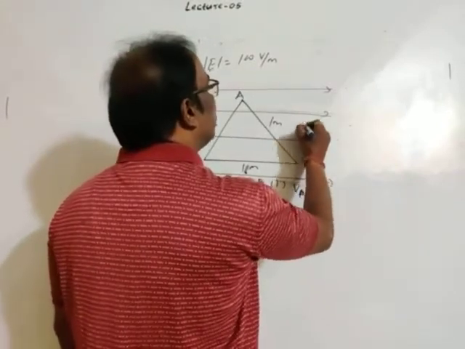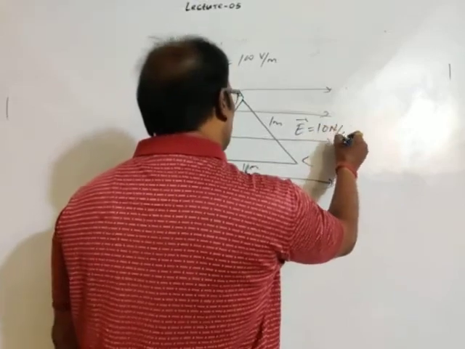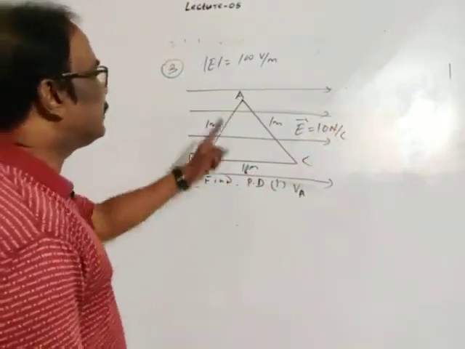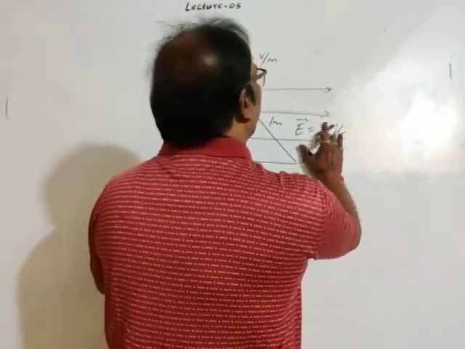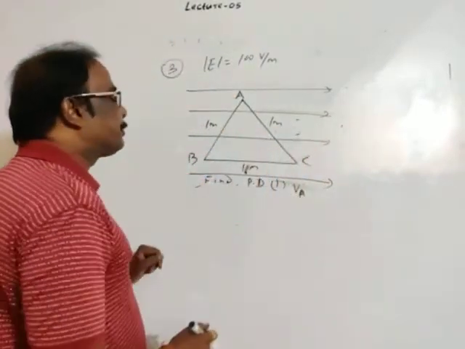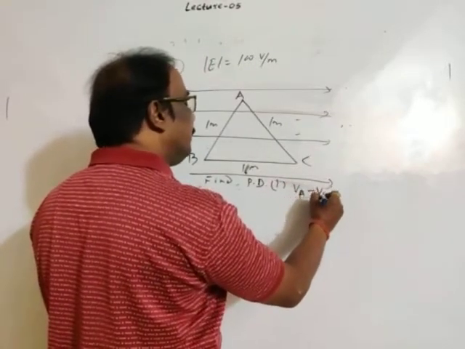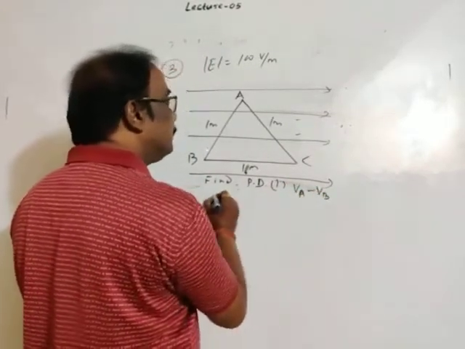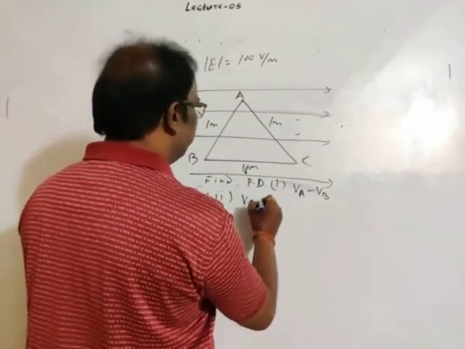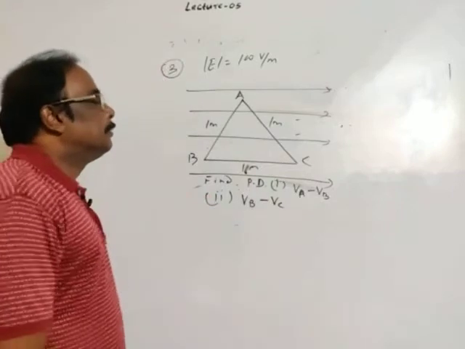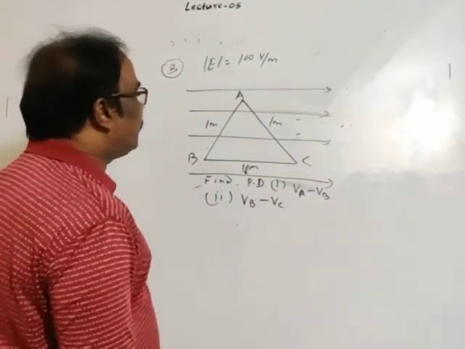Let the magnitude of the electric field be 100 newton per coulomb or volt per meter, whatever it is given. Sorry, 100, we have taken 100. Find the potential difference between A and B, VA minus VB. Number 2: find the potential difference between B and C, meaning VB minus VC. These are two questions. This is a uniform electric field.